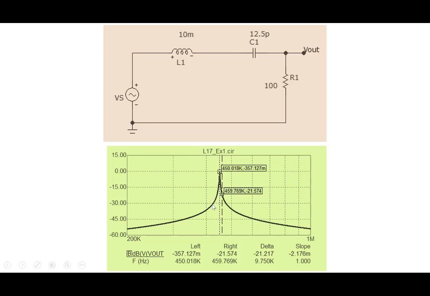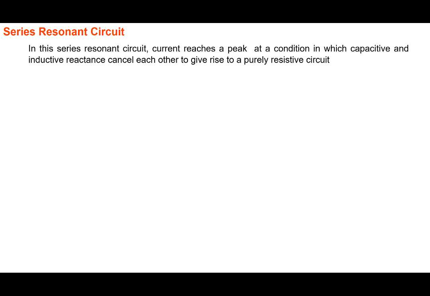This is nothing but a band pass filter. It will pass a very narrow band of frequencies around 450 kilohertz and rejects everything around it. All the lower frequencies and higher frequencies are rejected. So it acts like a very nice, very narrow band pass filter. All right, so let's look at these resonance circuits, series LCR, series resonance circuits, and parallel resonance circuits in a little bit more detail here.